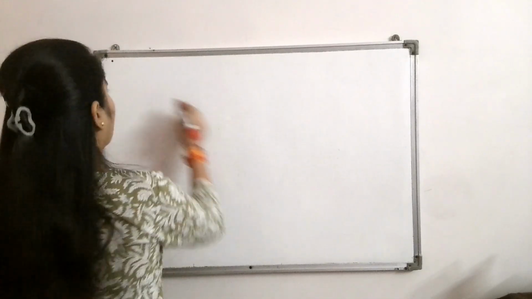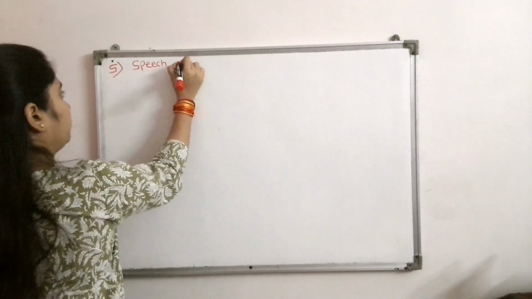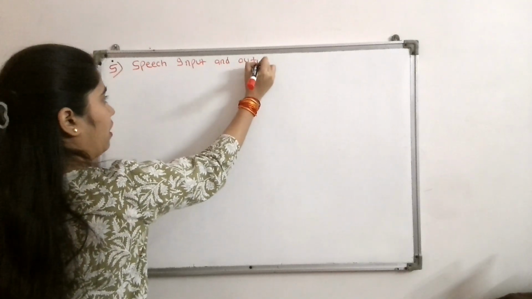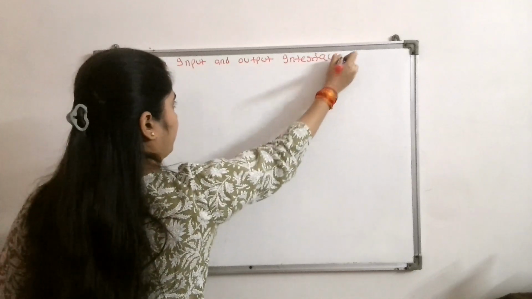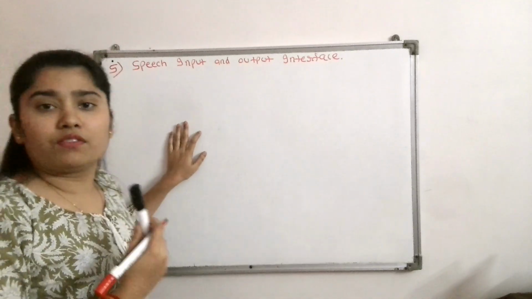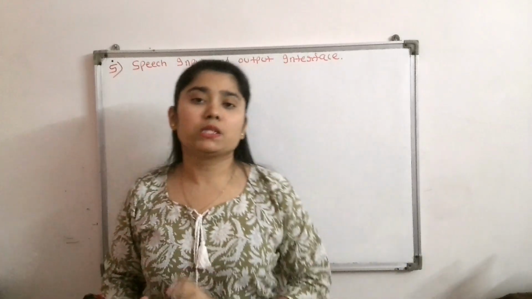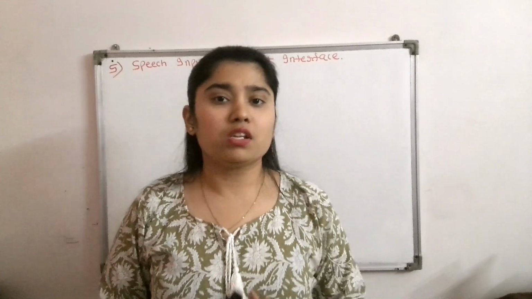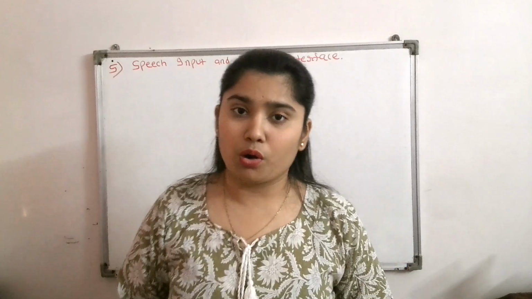Now the fifth type, that is the speech input and output interface. In this interface, the user gives inputs by speaking, and then the system gives the output by speaking back. So both the inputs and outputs are handled by voice, not by clicking or typing. It uses technologies like voice recognition.